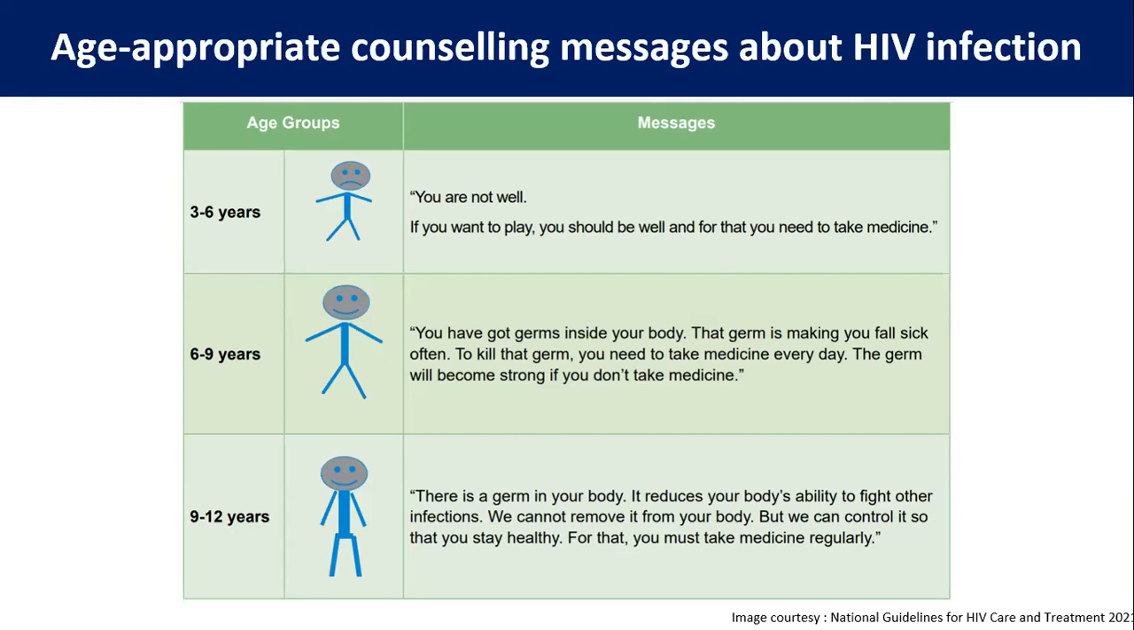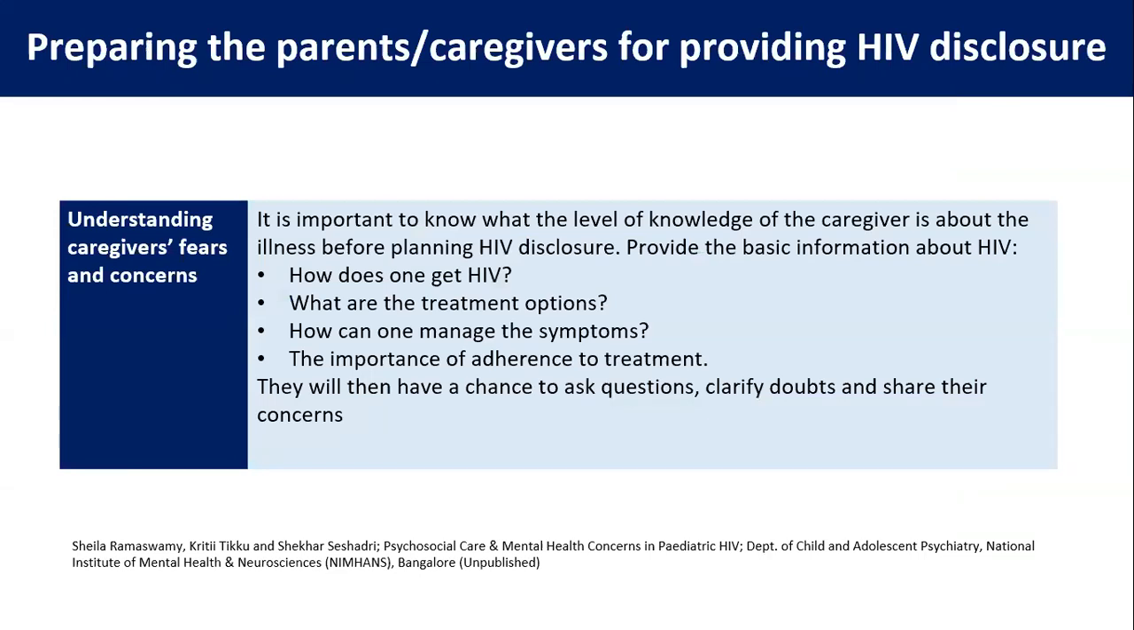And from 9 to 12 years, there is a germ in your body. It reduces your body's ability to fight other infections. We cannot remove it from your body, but we can control it so that you stay healthy. For that, you must take medicine regularly. So these are the messages on how we gradually go for disclosure of diagnosis to growing CLHIV.